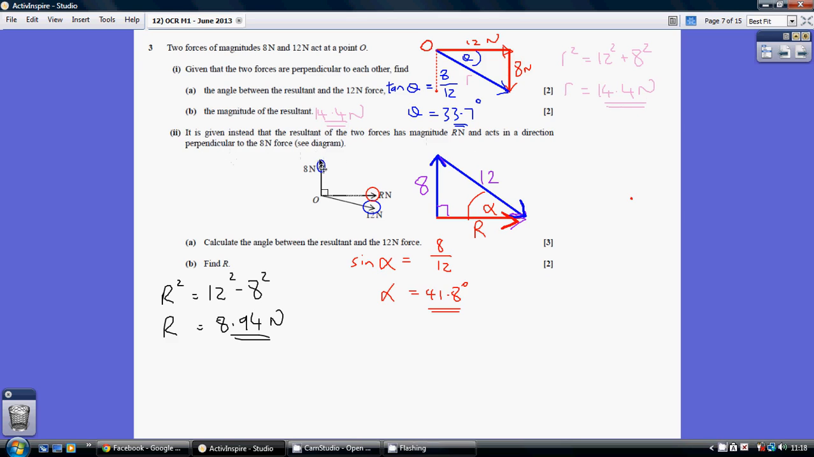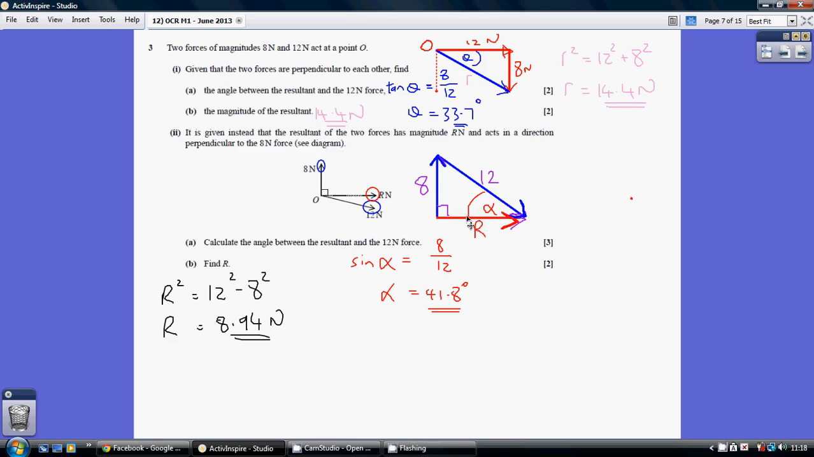Now for part 2, it's just a slight change. Now we're being told that we've got an 8 upwards and a resultant force of r being a horizontal force, and therefore our 12 newtons is the diagonal force. So just rearranging this, we've got an 8 up, a 12 diagonal equaling a resultant force, a net effect of 8 up, 12 across, a net effect of a horizontal resultant force of r.